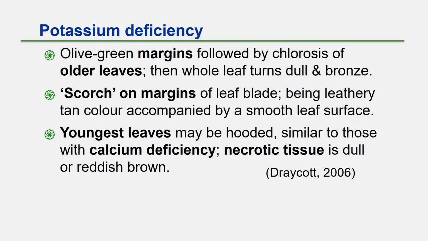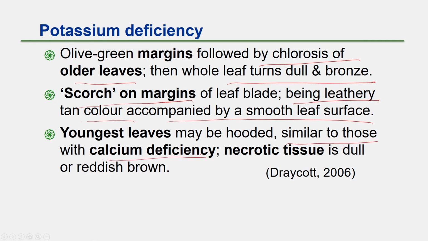Potassium deficiency: olive green margins followed by chlorosis of older leaves. Deficiency symptoms of potassium also appear on older leaves, and then the whole leaf may turn dull and bronze. Scorch on margins, or some kind of firing of the leaf blade, is a leathery tan color accompanied by a smooth leaf surface. Youngest leaves may be hooded, similar to those with calcium deficiency. Necrotic tissue is dull or reddish brown.